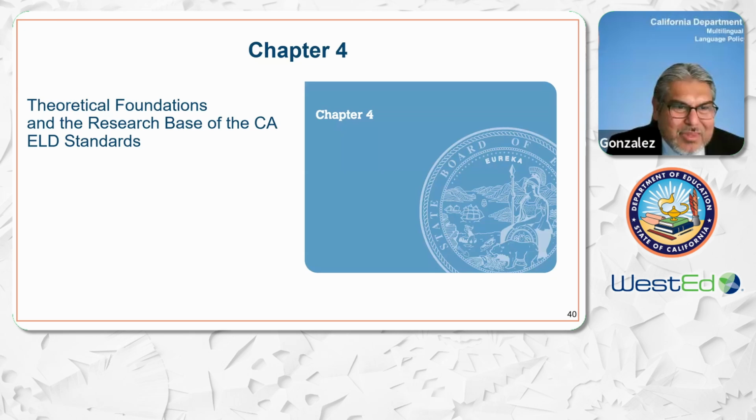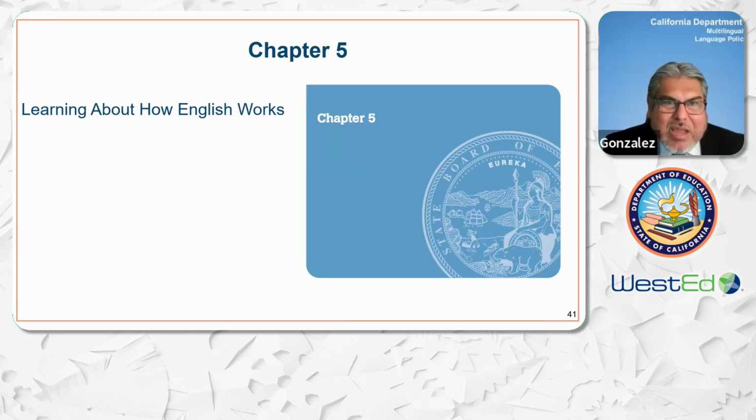And then with chapter 5, learning about how English works, well, super powerful. This provides an explanation of part 2 of the California ELD standards. So learning about how English works offers kindergarten through grade 12 teachers a new perspective on how to help EL students develop understanding of and proficiency in using academic English.